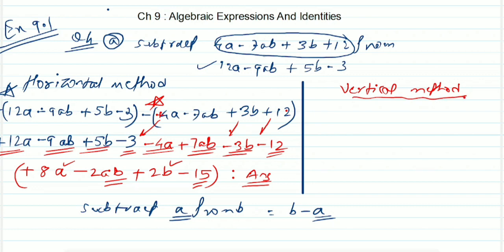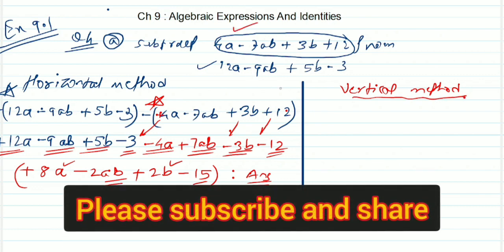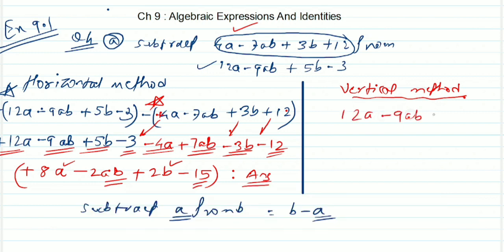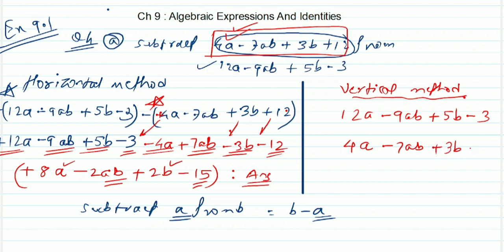Okay, so we have to subtract this number from this one, 12a. So I am going to write that number first: 12a minus 9ab plus 5b minus 3. Now we have to subtract this number. While writing below this number, we have to write like terms one below the other if they are not in sequence. 4a has to be placed below the term of a. Then 7ab has to be placed below the term of ab. Then plus 3b below the term of 5b, and then plus 12.